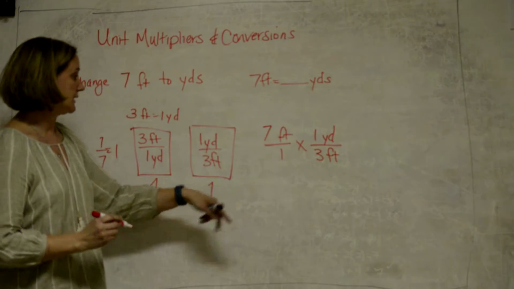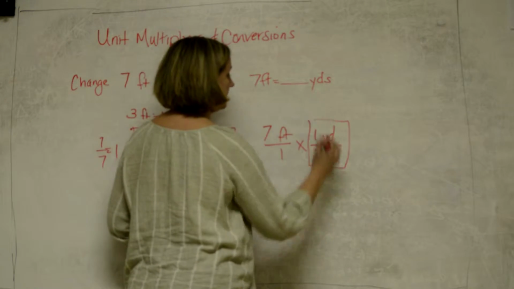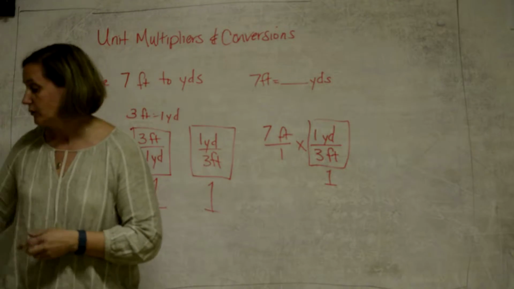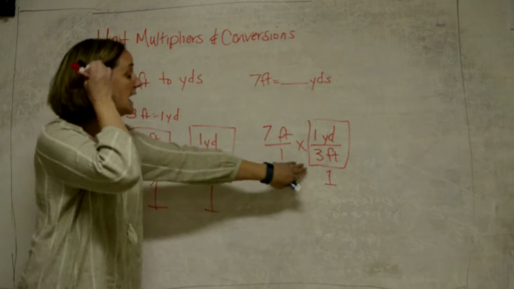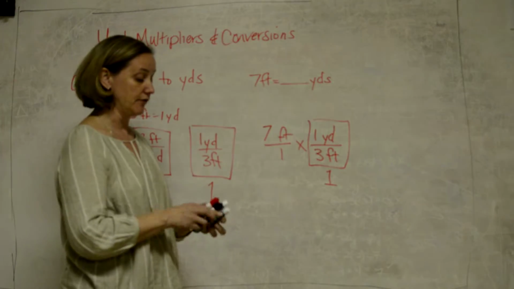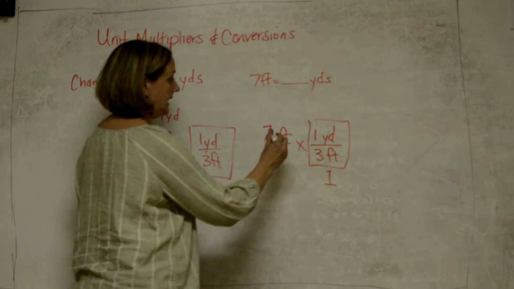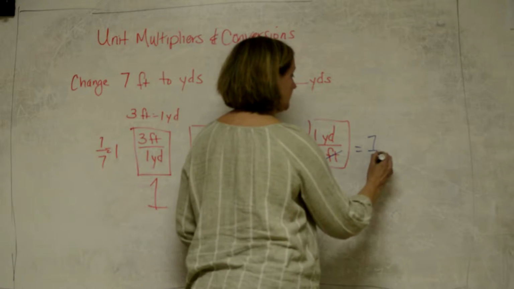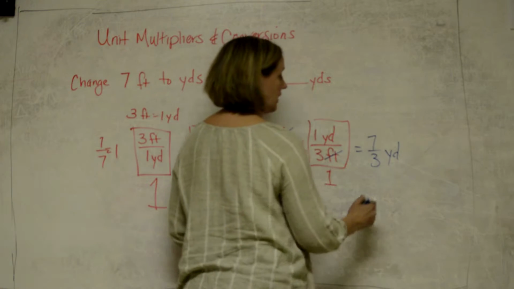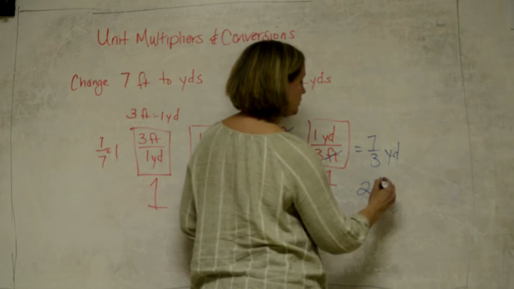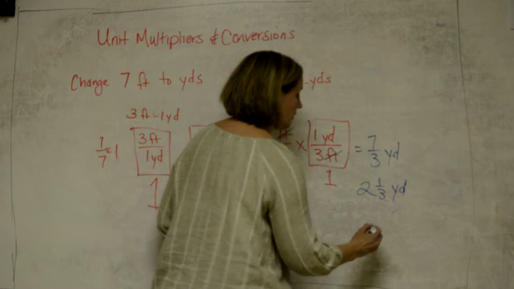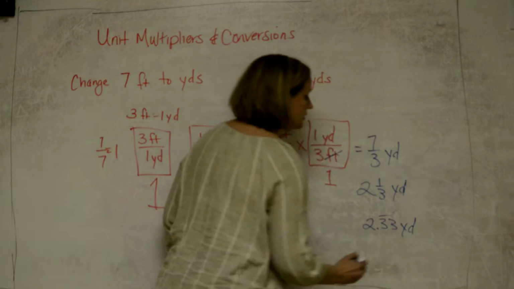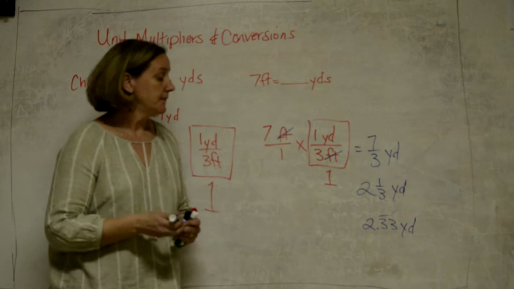I have here that 3 feet is equal to 1 yard. This is my unit multiplier. It is equal to 1. And I chose the unit multiplier with the feet in the denominator because I want to cancel feet. So now when I do it, the feet cancel, and I get 7/3 of a yard, or I could say that is 2 1/3 yard, or 2.33 yard if they specify.